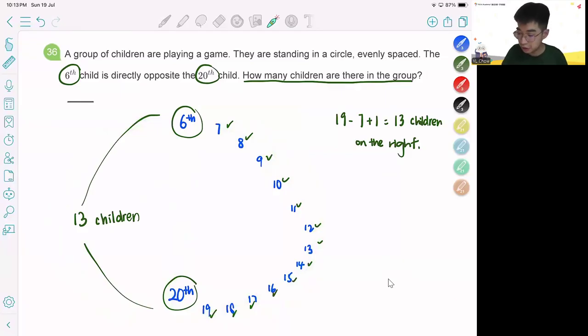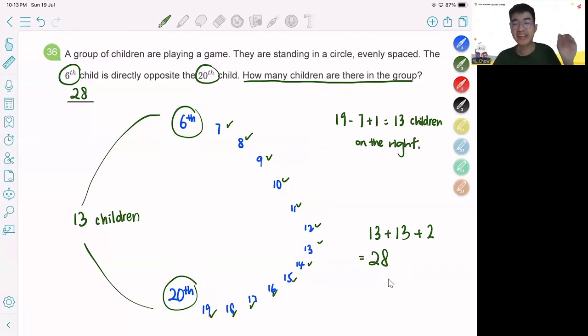So I have 13 children on the left plus 13 children on the right. But don't forget, 13 plus 13 does not include the 6th and the 20th child themselves. So you need to add another 2 to get the total number of children, which is 28, right? As long as you understand this problem and you are able to visualize it, you can understand that the left and the right, the situation should be the same, right? Same number of children, then you should be able to do this, right? It's slightly easier than your SASMO question, okay?